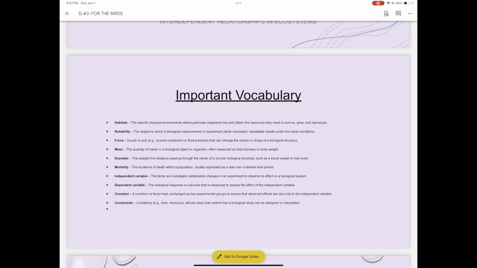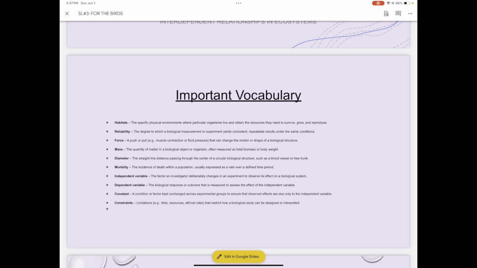And a constraint is a limitation. So when there is a constraint, something is limiting the ability for you to do this experiment. It could be anything: time, resources, ethics, money, space, right? Participant availability, right? Any of it is a constraint. So it's just something that is going to happen.